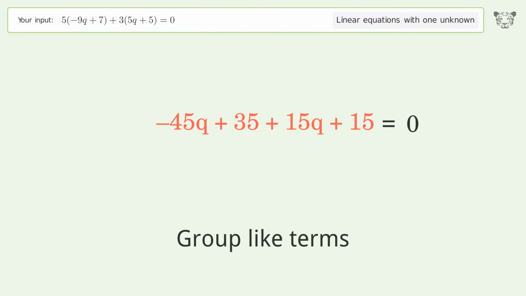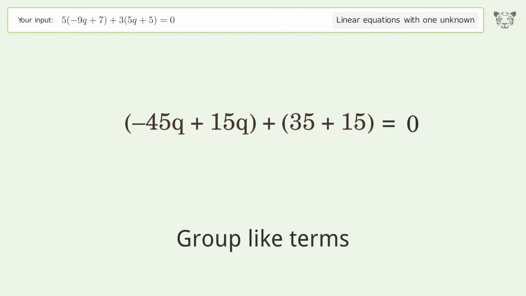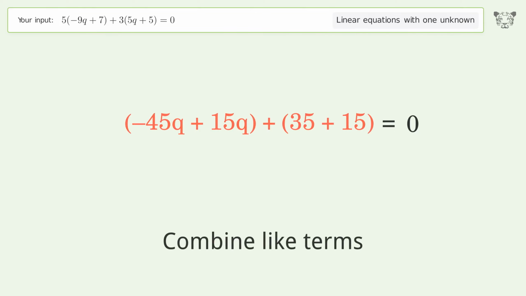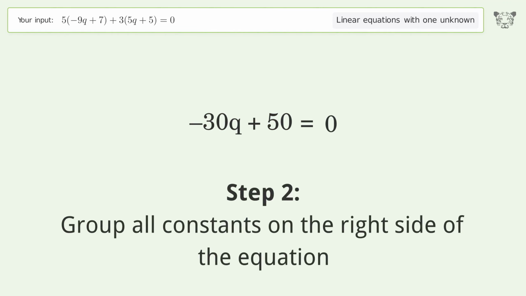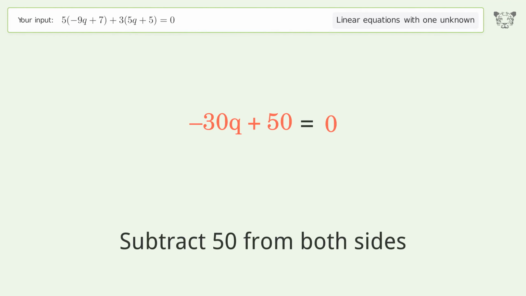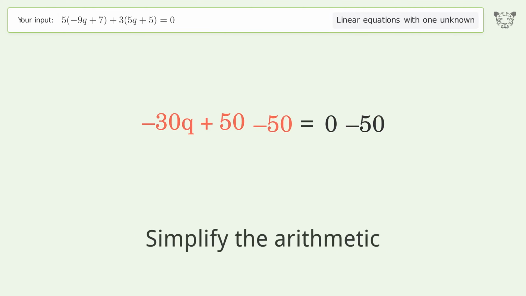Group like terms. Combine like terms. Group all constants on the right side of the equation. Subtract 50 from both sides. Simplify the arithmetic.